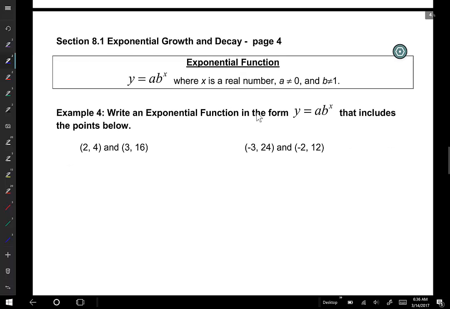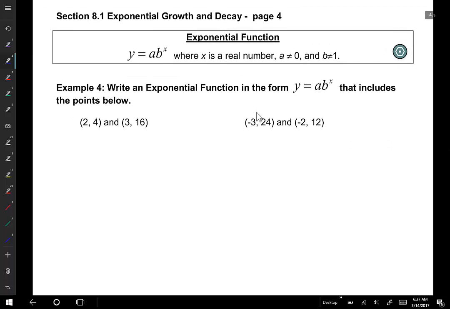Our third little part that we're going to talk about today is, if we're given 2 points, how could we come up with the equation of an exponential function in this form, y equals a times b to the x. What we're going to do is use some simple algebra to create a system of equations that works this out.